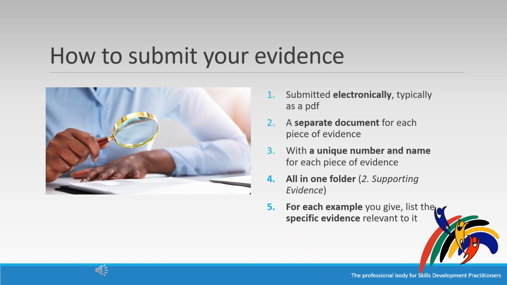Some reminders about evidence requirements. All evidence must be submitted electronically, typically as a PDF. Make sure that each piece of evidence is in a separate document when you upload it, and give it a unique number and a name. And it all goes into the same folder, that supporting evidence folder. When you come to completing your workbook, then you would need to list the specific evidence relevant to that example in your workbook. And that is why you need to have a unique name and number for each piece of evidence.